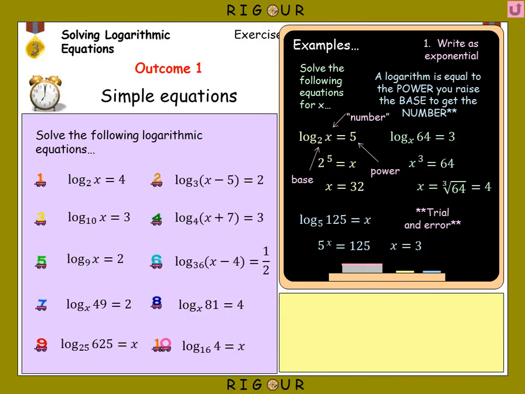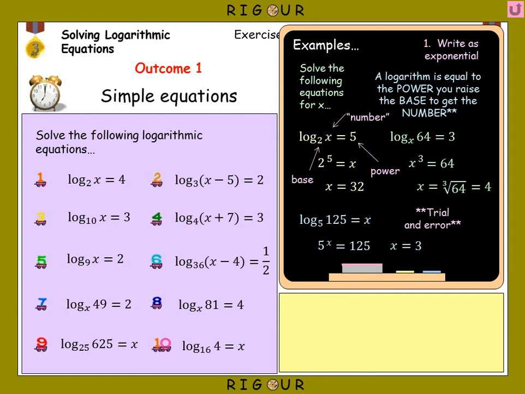So we've got 10 for you to try here. Make sure you're writing it properly as an exponential instead of just jumping straight to the final answer. And once you've done that, solve the wee equation at the end. So pause the video, and when you unpause it, we'll go over the answers. Okay guys, let's see how we go on.